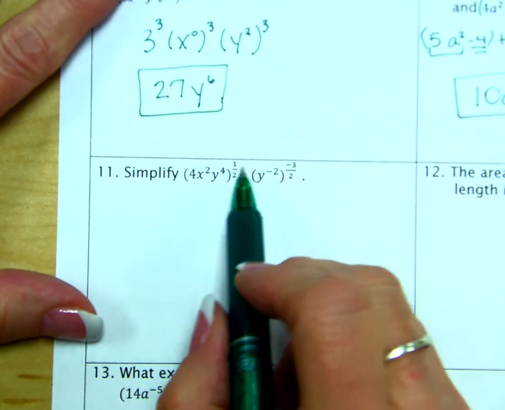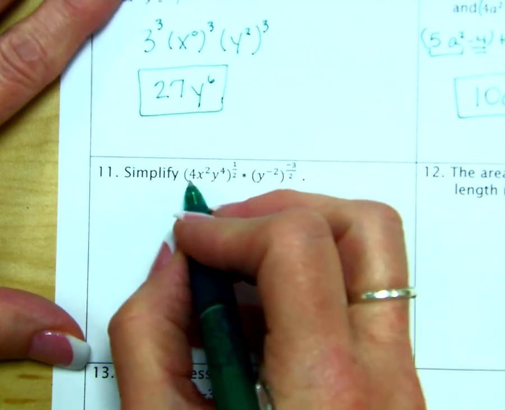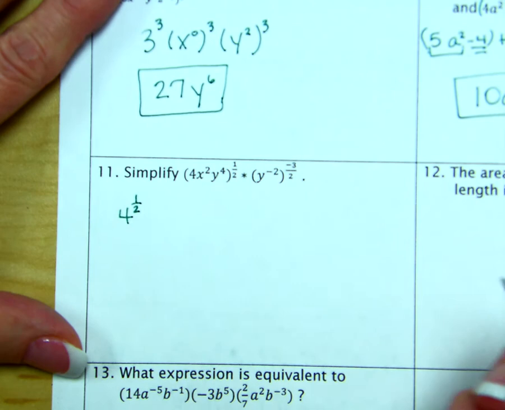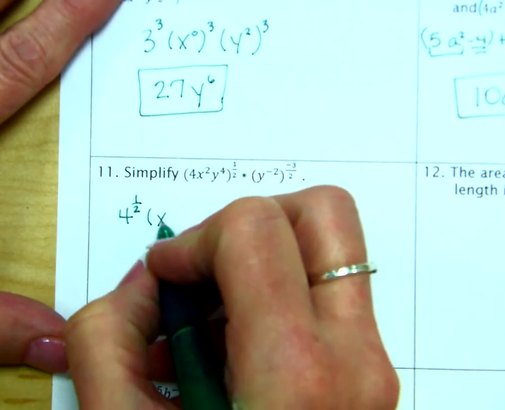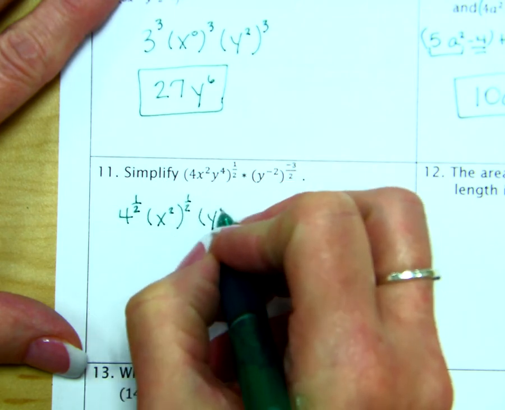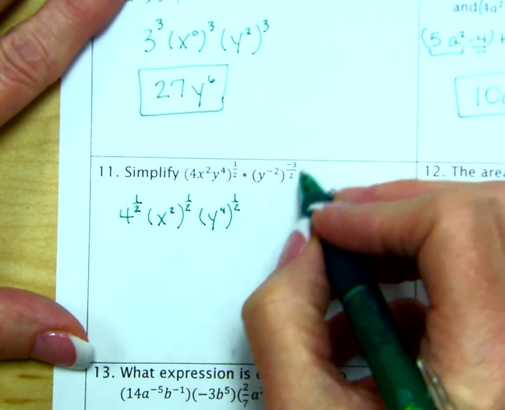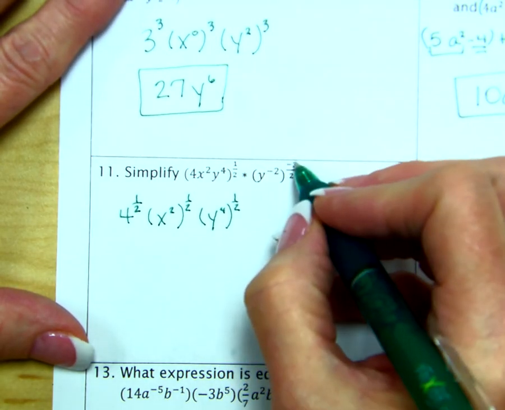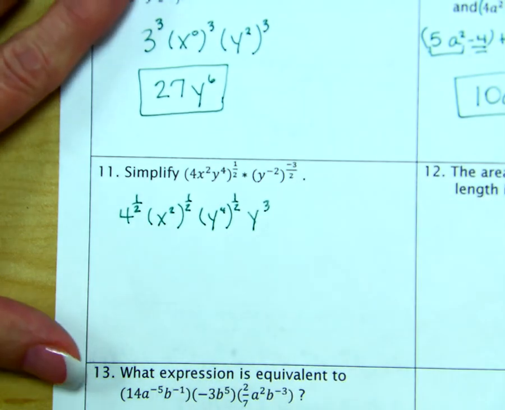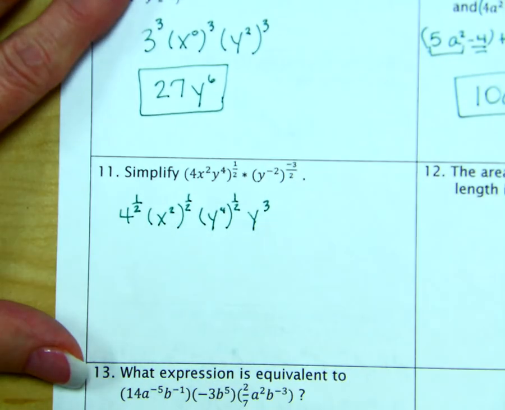So here we have a product being raised to a power, and here we have a power being raised to a power. So just like before, even though this is a fraction, we still do it the same way. We take the 4, raise it to the 1/2. Take the x squared, raise it to the 1/2. Take the y to the 4th, raise it to the 1/2. And then this one, I can go ahead and multiply. What is negative 2 times negative 3 over 2? That ends up to be just 3, because negative times negative is positive, and these 2's will cancel, leaving y to the third power.